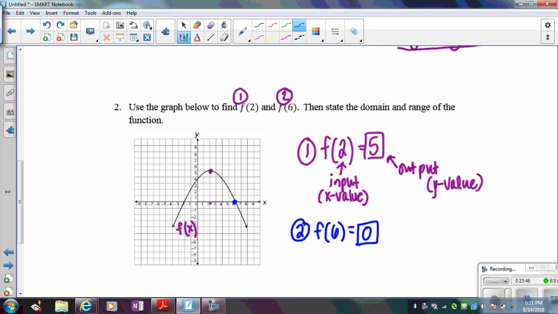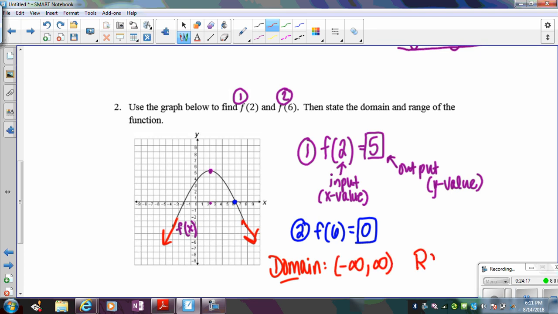And then the last thing is finding the domain and range. So the domain of this is going to be look from left to right. When you see arrows, think about this as it keeps getting wider. So the arrows mean it's getting wider and wider, negatively and positively. So that means negative infinity to positive infinity.